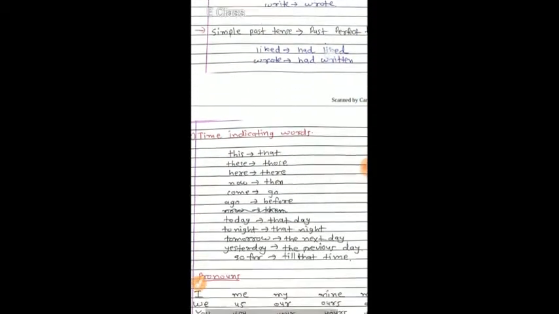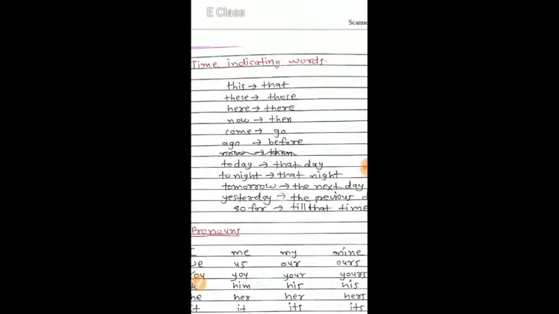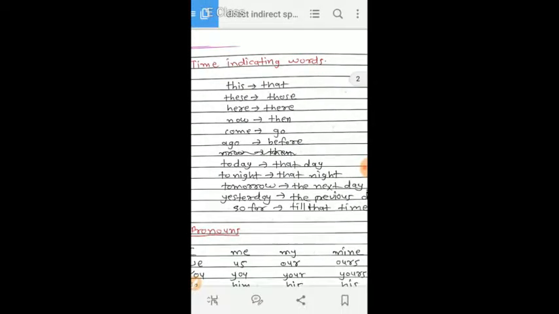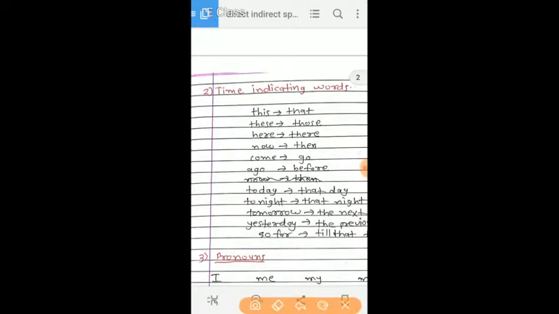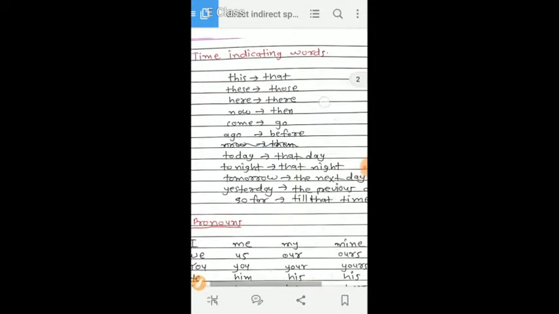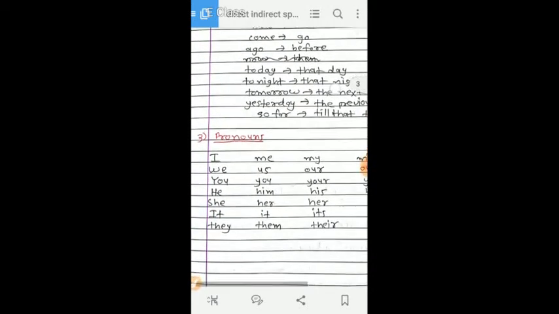Let's go to another rule, time indicating words. Learn these rules very well. This into that, these into those, here into there, now into then, come into go, ago into before, today into that day, tonight into that night, tomorrow into the next day, yesterday into the previous day, so far into till that day. All these rules are in a PDF file; you will find the file in the description. You can download it and use it whenever you need it.